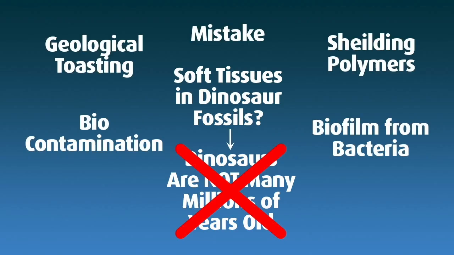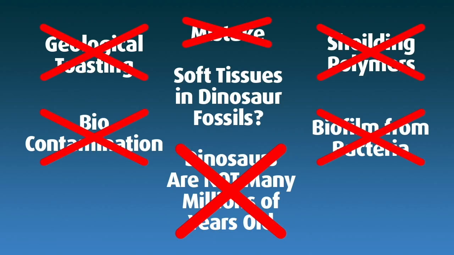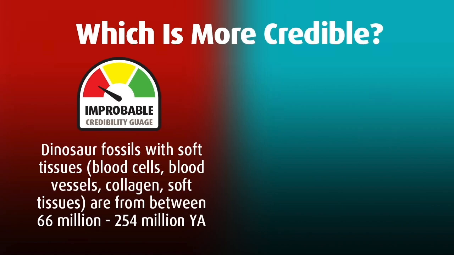And so they come up with maybe it was a mistake. No, it wasn't a mistake, because they found hundreds of these now. Maybe geologic testing or biocontamination or biofilm from bacteria or shielding polymers, which we've already mentioned. And all of those get disqualified. But the scientific community is now going on like, well, this question doesn't need to be answered, because they won't face the logical conclusion that the dinosaurs are really not that old. But they ignore that.